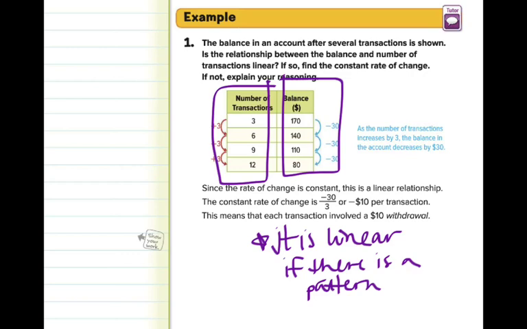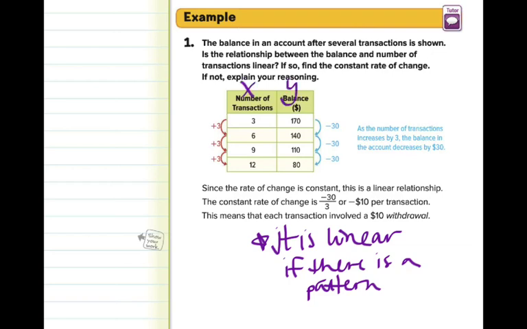Here's what I mean. Take a look at my number of transactions. My number of transactions increase by 3 every single time. Okay? So as my x's increase by 3, my y's decrease by 30. Now there is a pattern from the 3 to the 170 and from the 6 to the 140. That's happening, but that's not what we're looking at.